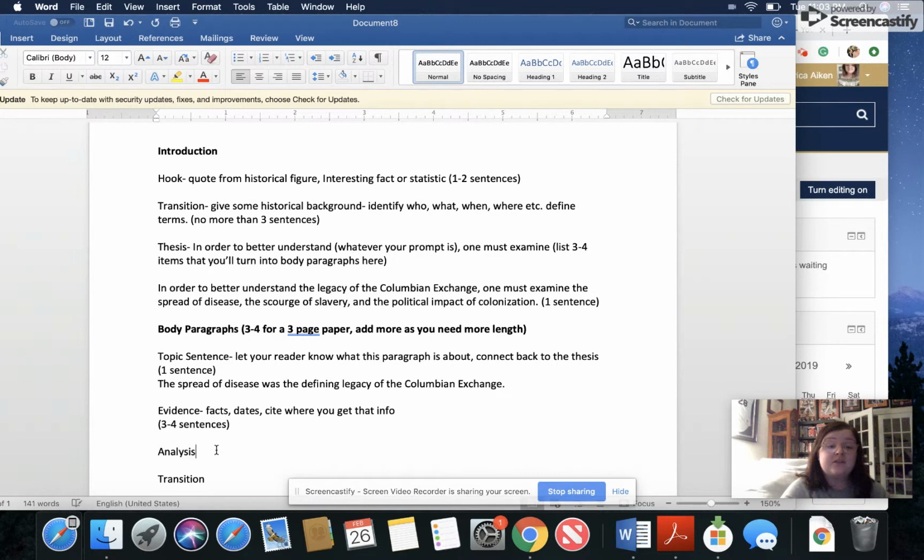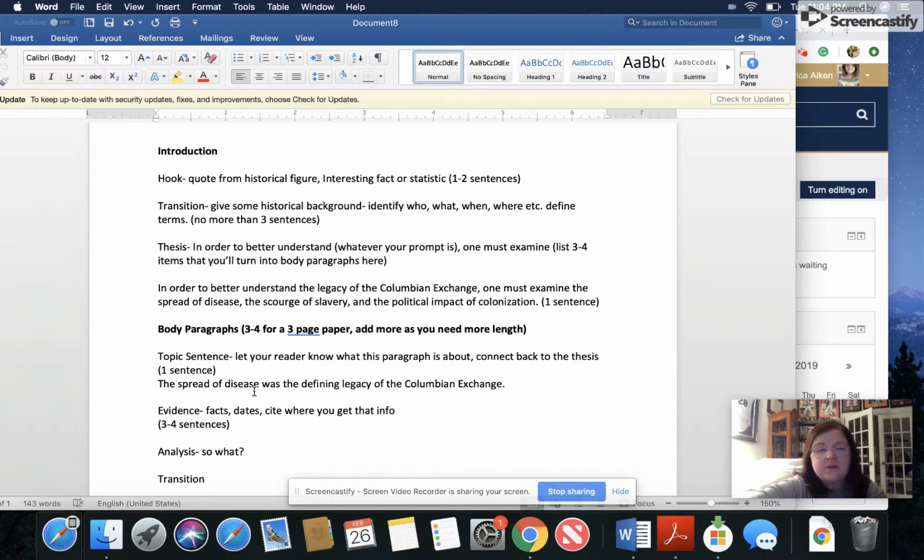Then we come down to analysis. All right, the analysis is the most important part of a body paragraph, and so often we kind of forget about it. Okay, so it's not enough to just tell me about these diseases. It's not enough to just give me the facts. You need to tell me, why should I care? So the analysis is kind of answering the question, so what? And I mean, you have to kind of treat your readers like we're dumb.